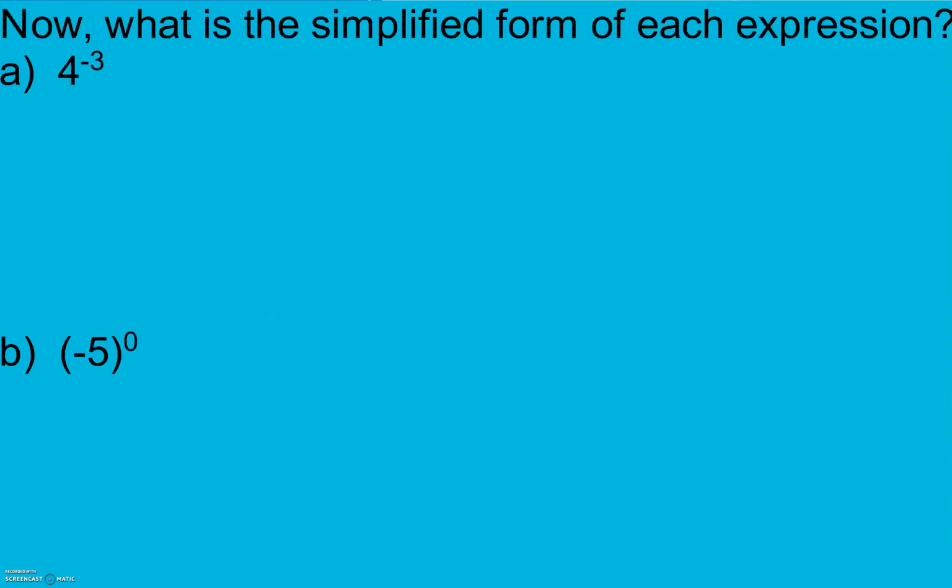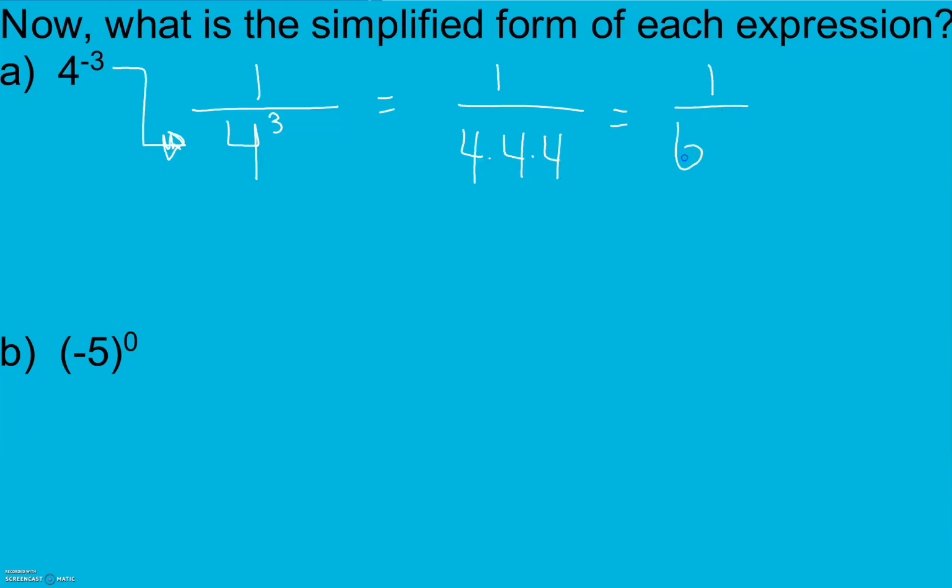Now, feel free to pause here and give these a try if you'd like. What is the simplified form of each expression? Here we have a negative exponent, so in order to make it positive, we move it to the denominator and change the sign. Again, our base doesn't change, our exponent changes signs. So we're taking 4 times itself 3 times, 4, 16, 64, and we get 1 over 64. In B, we have a base raised to the 0 power, and that's always going to be 1.